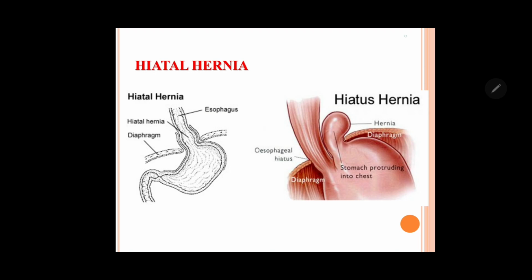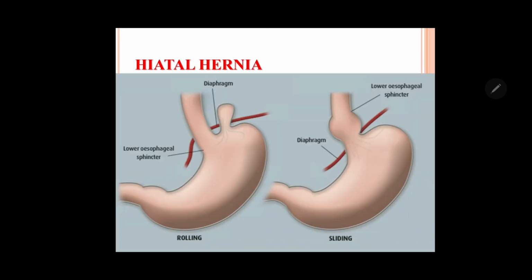And there will be hiatal hernia, sliding and rolling hernias, where the esophagogastric junctions herniate into the thoracic cavity. You can see rolling hernia, part of the fundus herniates through the opening in the diaphragm. In the sliding hernia, the junction will enter into thorax. So this is about the development of diaphragm and the applied aspects.